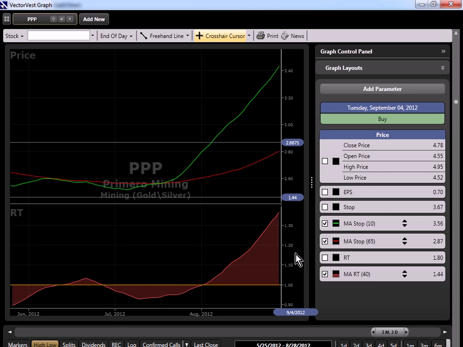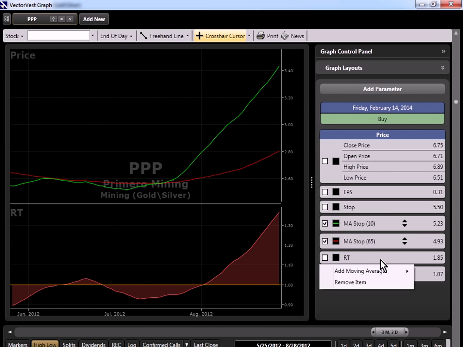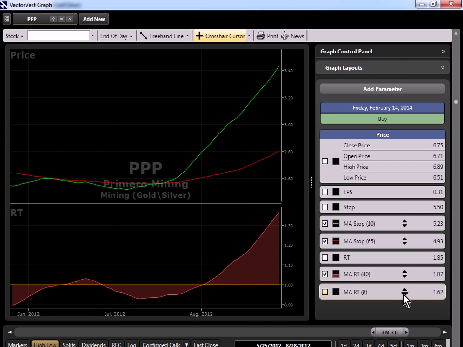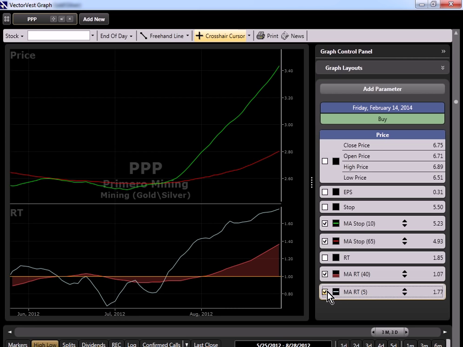So let's go ahead and do that. We'll right-click on RT, add moving average, simple, and we'll put 10 on there, and then dial it down to 5. Make a note here, you don't have to look for this indicator, this 5-day moving average of RT, to be hitting a new high. You just want it to be above the 40-day moving average of RT so that you can use it as an exit.